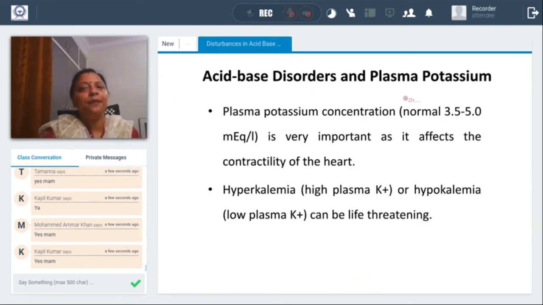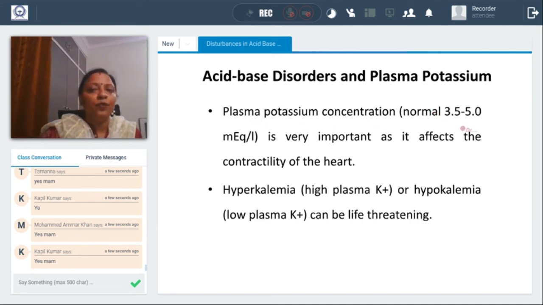So, acid-base disorders and plasma potassium. Plasma potassium concentration, normally 3.5 to 5 milliequivalent per liter, is very important as it affects the contractility of the heart. You all know potassium. Potassium is cation or anion? Please write in the box. Potassium is cation or anion? Please write in the box.